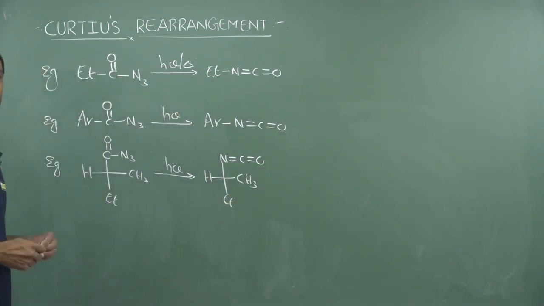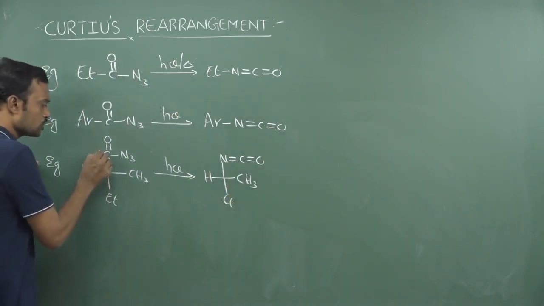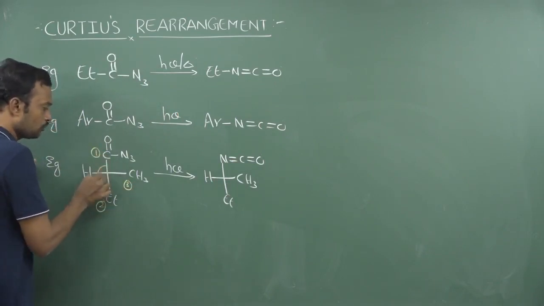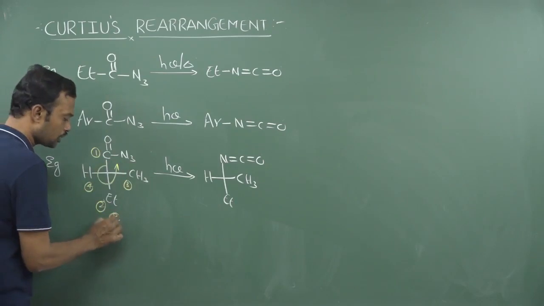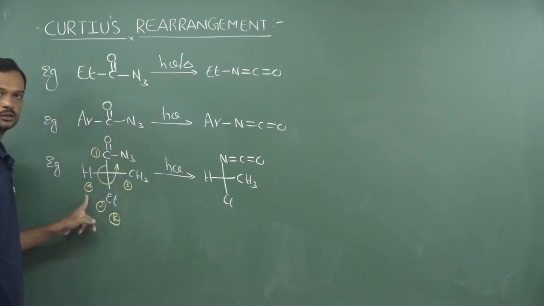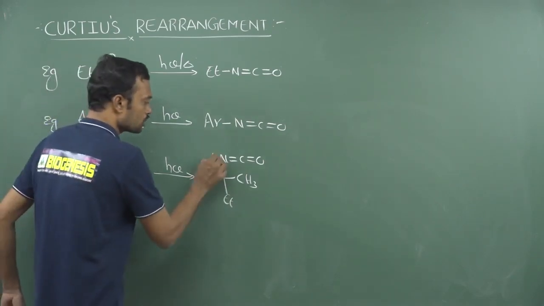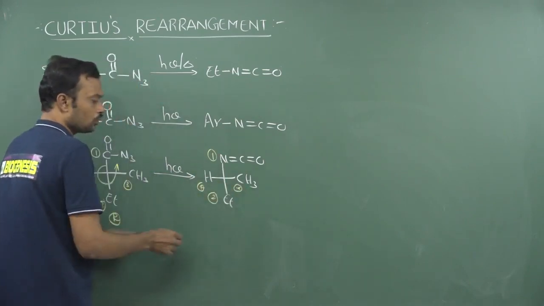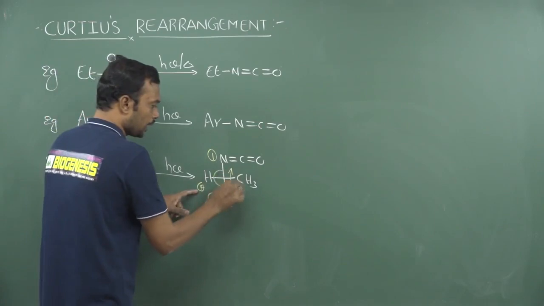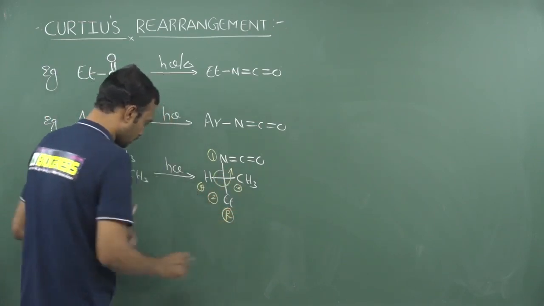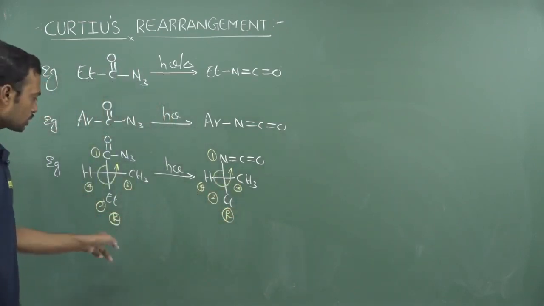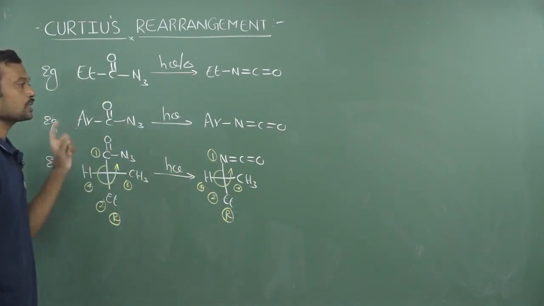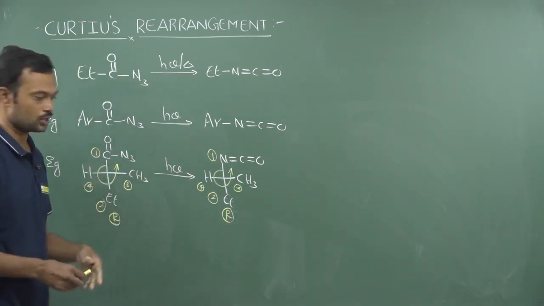So what is the meaning of retention of configuration? This is first priority, second priority, third, and this is fourth priority. If you see anti-clockwise, the configuration here is R. Why? Because the least priority is in the horizontal line. And if you go through this, it is first priority, second, third, and fourth. Here still 1, 2, 3 is anti-clockwise, so anti-clockwise R. If you get the same configuration, R to R, that is called retention of configuration. So even in Curtius rearrangement, you get the same configuration.